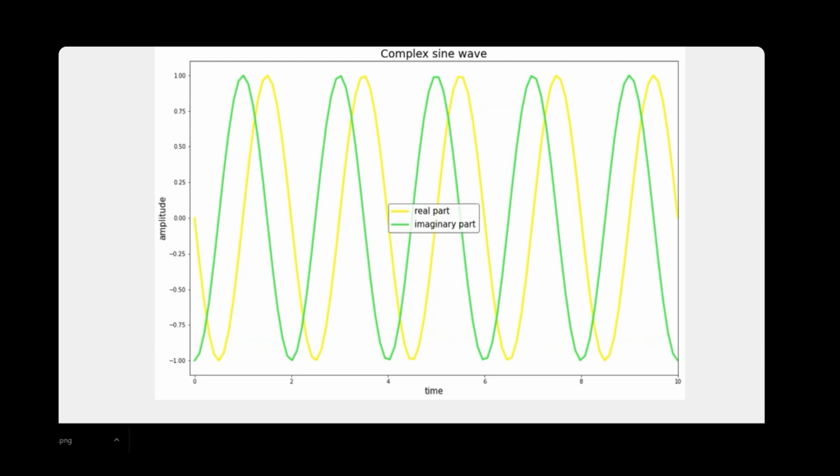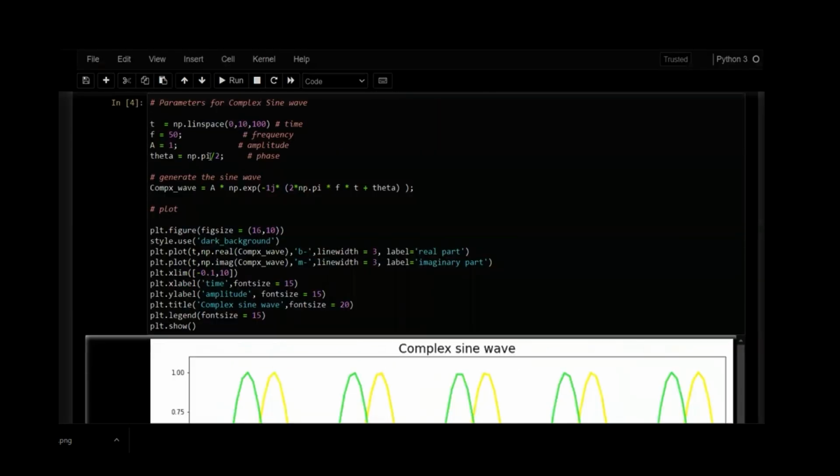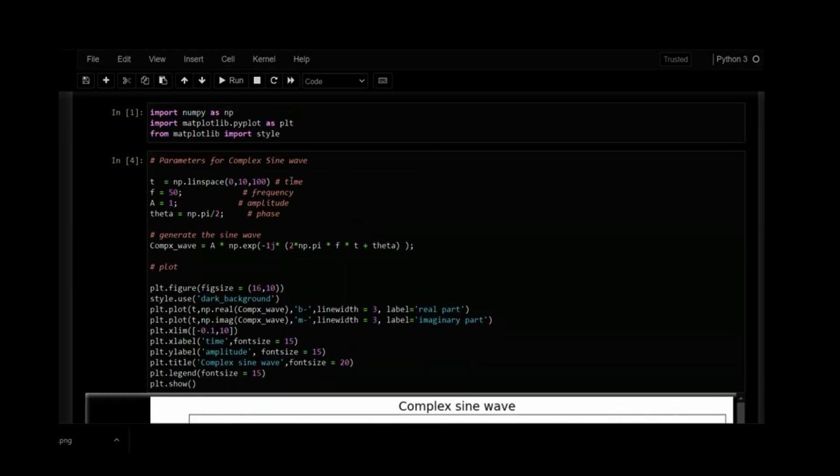You can experiment with different values of theta and amplitude to see how the complex sine wave behaves and how the real and imaginary parts move simultaneously.